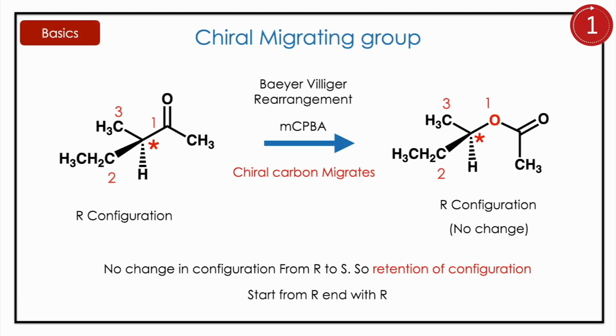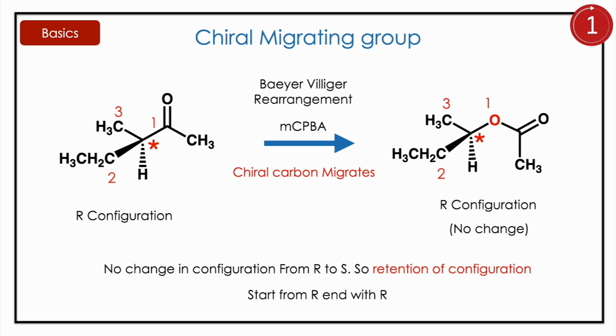Then the interesting fact: what will happen if the migrating group is the chiral carbon? Here is shown a chiral carbon which is attached with hydrogen, carbonyl, methyl and ethyl. What will happen once it migrates? Whether retention or inversion of configuration happens.